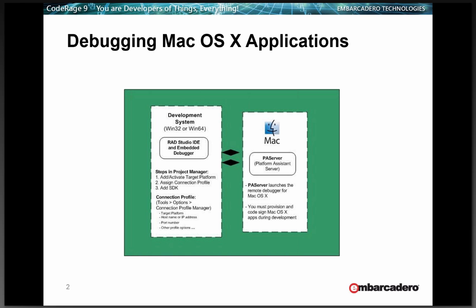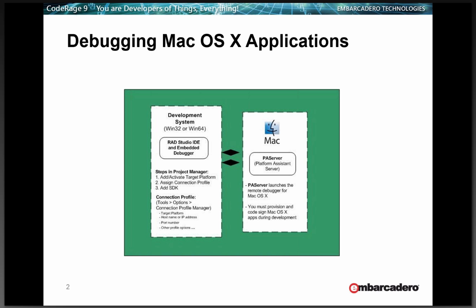Ultimately, my app is compiled and linked in the IDE. The C++ compiler compiles, the linker links it. That's correct. And then if I start a debugging session, when you hit debug, at that point the application will be transferred over to the Mac machine using PA server, and then we will launch the debugger on the Mac side. Then the IDE will talk to that debugger. Now you're in a debug session.